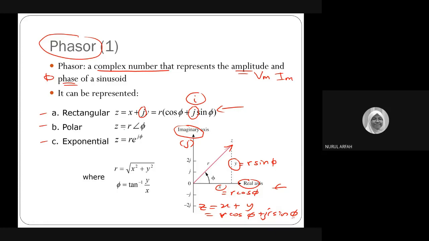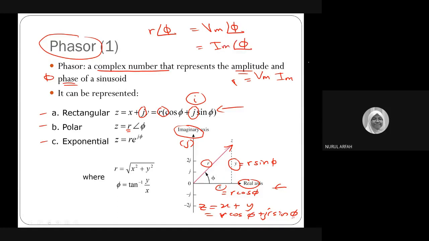Second, you have polar. Polar is like you have R. R is actually the amplitude, but it is written as R. Doesn't matter. It's just the way it represents. So this is R, which is an amplitude. Sometimes we put it as VM with some theta, or IM with some theta.